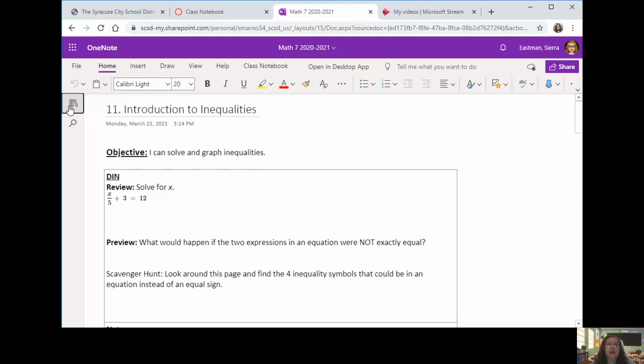Last week and even a couple weeks before break, we were working on solving two-step equations. And if you remember from our definition of an equation, it is two expressions that are set equal to each other. So we have that equal sign. Today, we're going to be working on something similar, but they're called inequalities because we'll be using four different symbols instead of that equal sign.